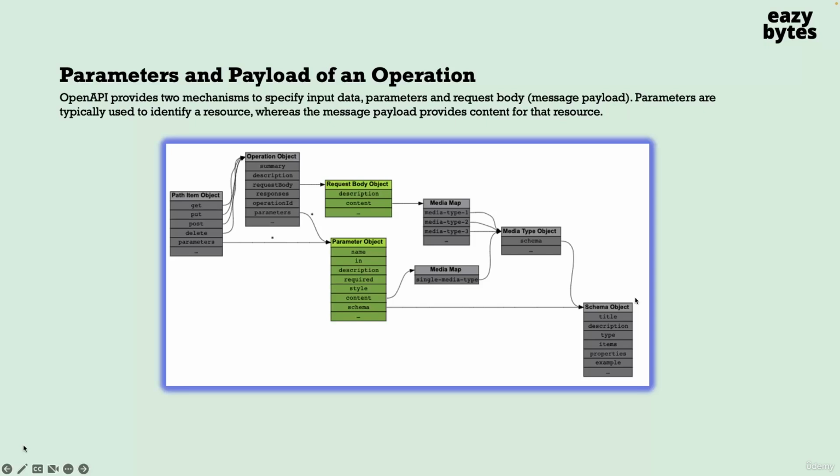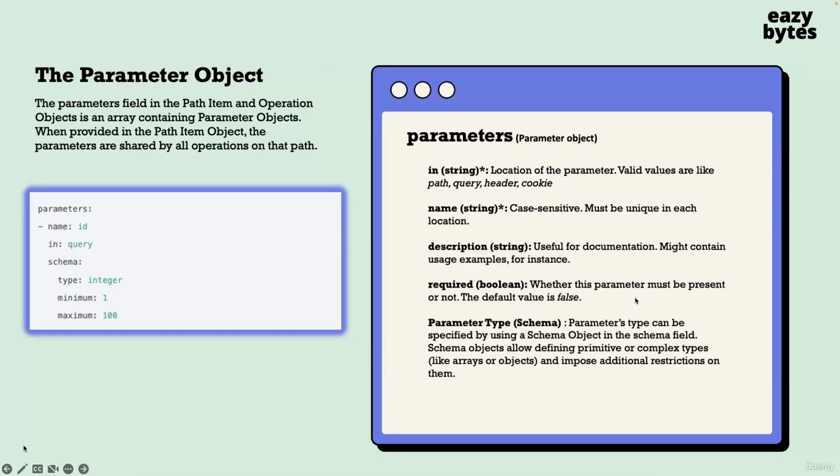And now coming to the request body object, in the scenarios of post and put operations, definitely the request body is a mandatory element. So inside request body, we can define the description, we can define the content, and under the content, we can use a media map, whether it is JSON or XML. And once we define the media type, we can define the schema by following the schema object structure.